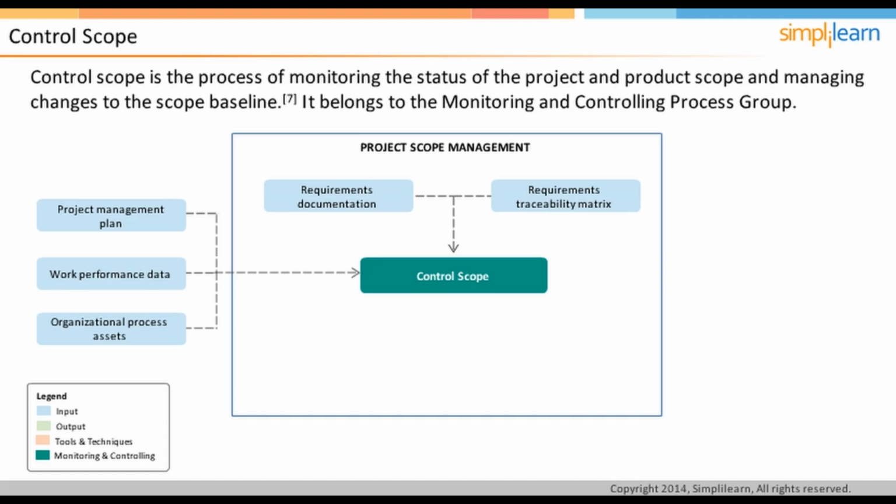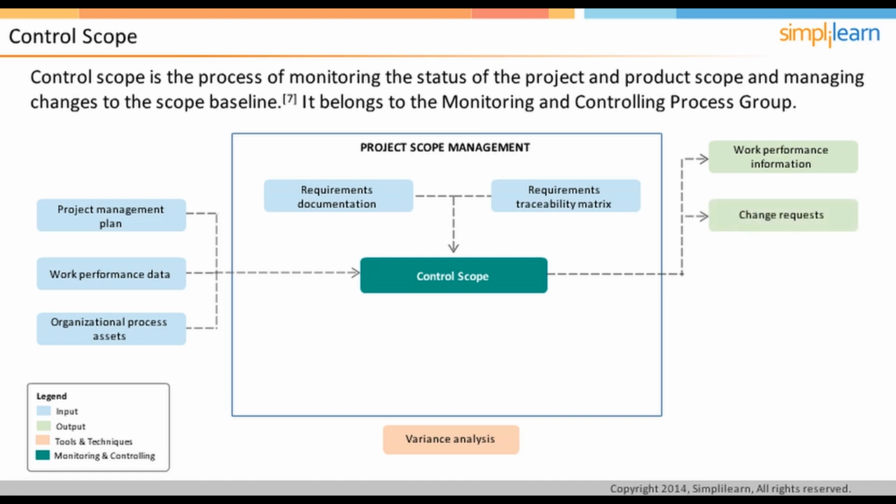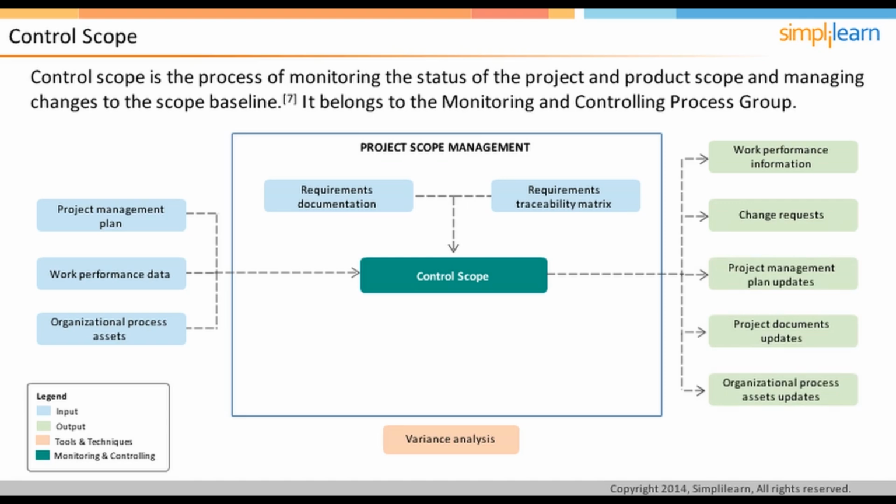reporting scope-related updates. Scope control is performed using variance analysis. The variation is measured from the original scope baseline, which decides whether any corrective or preventive action is required. The key output of the control scope is work performance information, which is planned versus actual technical scope performance. If any part of the scope performance does not meet the acceptance criteria, it may result in change requests, which is the other major output of this process. All of these may result in updates to the project plan, as well as other project and organizational process documents.